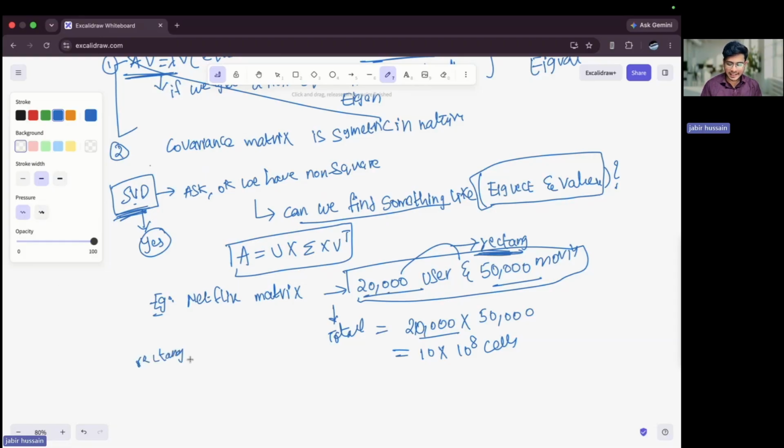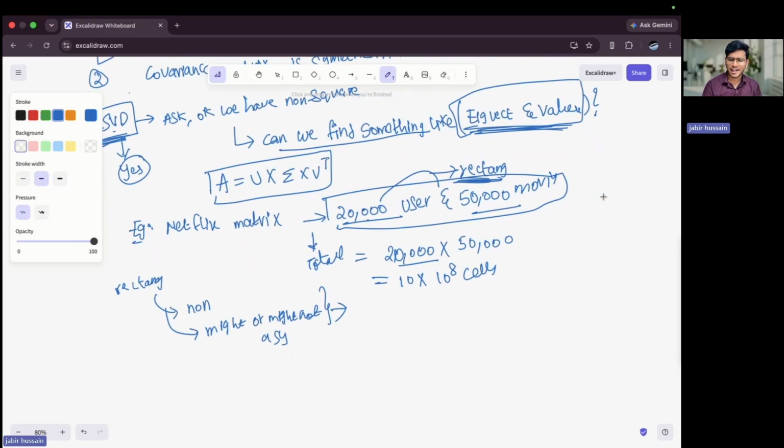And when it is rectangular, it is non-square, and it might or might not be a symmetric matrix. So if these two conditions are not satisfied, then how can you find eigenvectors and eigenvalues? Because eigenvectors and eigenvalues are built for square matrices. So this is a practical example, a rectangular matrix, and for a rectangular matrix, you cannot find eigen decomposition. That's why we use SVD.